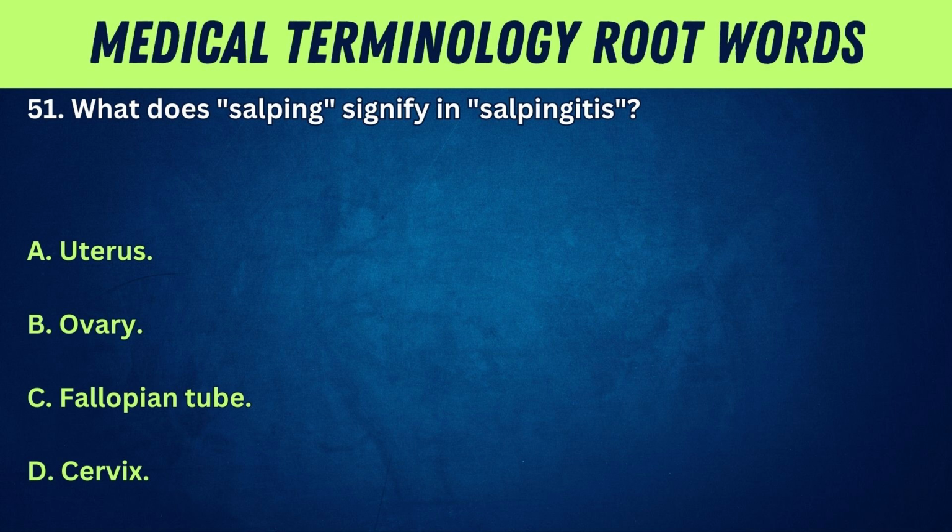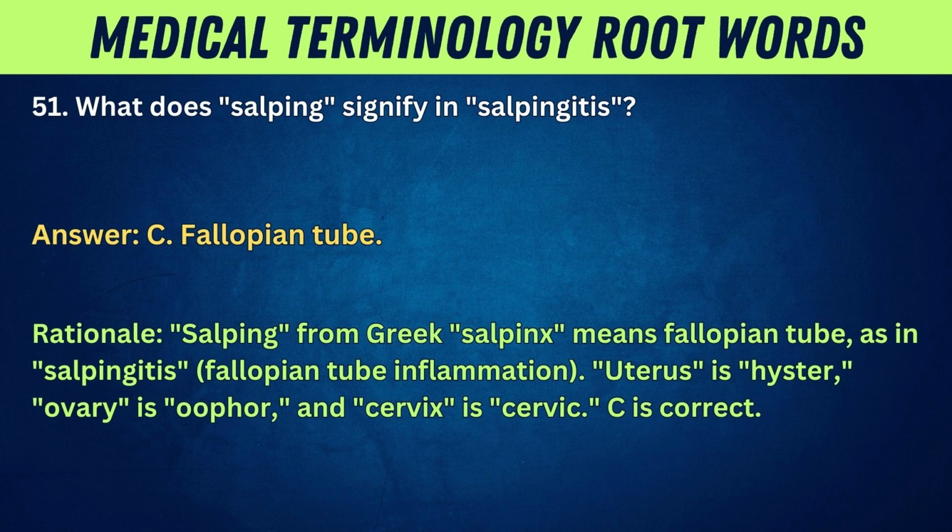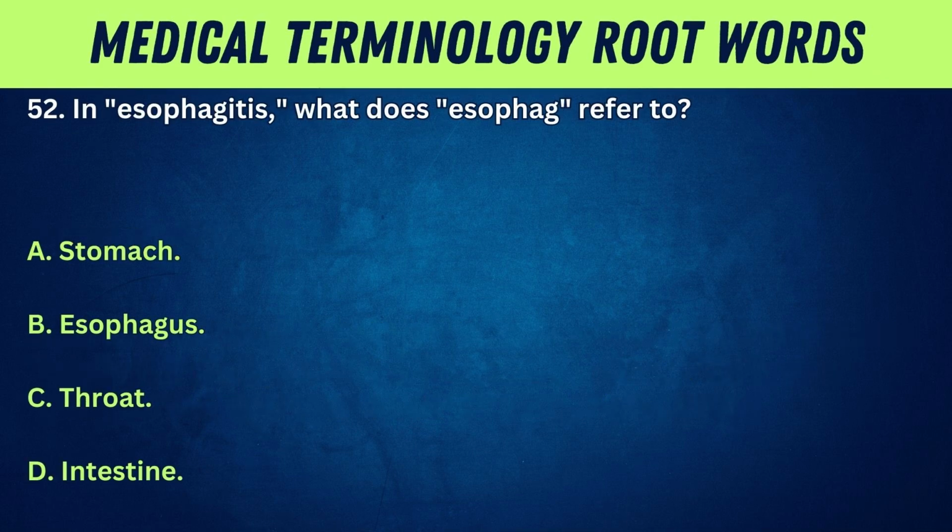51. What does salping signify in salpingitis? A. Uterus. B. Ovary. C. Fallopian tube. D. Cervix. Answer: C. Fallopian tube. Rationale: salping from Greek salpinx means fallopian tube, as in salpingitis, fallopian tube inflammation. Uterus is hyster, ovary is oophore, and cervix is cervic. C is correct.